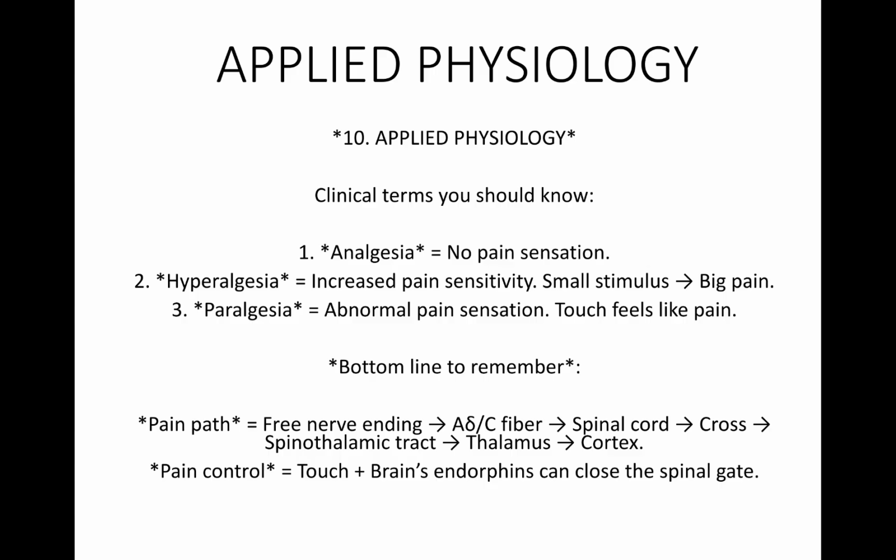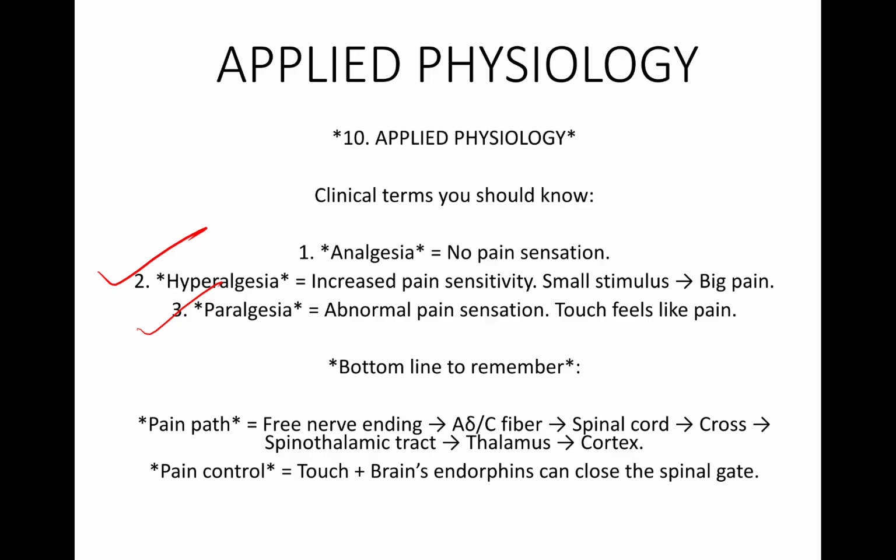Now, the applied physiology here, clinical terms you should know, are analgesia, that is what we talked about, basically no pain sensation, hyperalgesia and paralgesia. Two conditions. Hyperalgesia, as the name suggests, is increased pain sensitivity. Even a small stimulus gives you a major pain impact. Whereas paralgesia is abnormal pain sensation. So even if somebody touches you, you feel the pain. That is paralgesia, abnormal pain sensation.